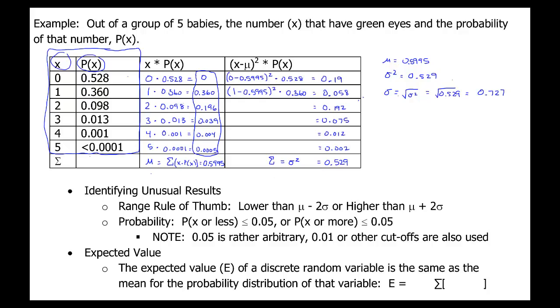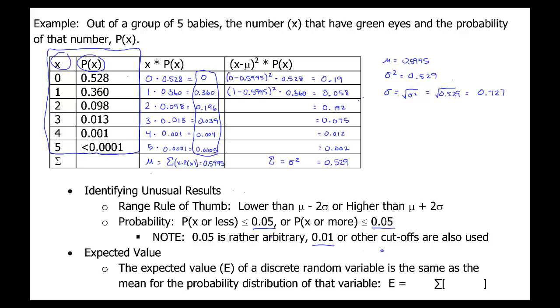Alright, under the table we have unusual results. We learned unusual results is anything past 2 standard deviations away from the mean, and now we're going to start assigning a probability value to that. So we can use a cutoff of 0.05 for a probability, or about 5%. And you'll see that in some problems. We might sometimes use 0.01 or 1%.